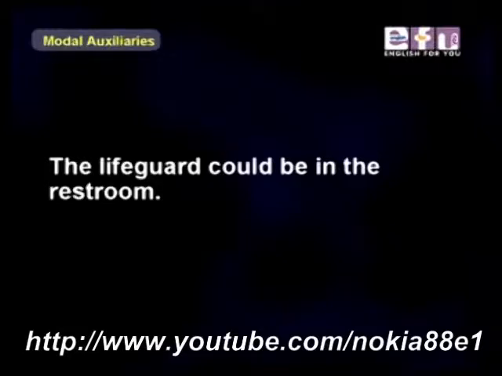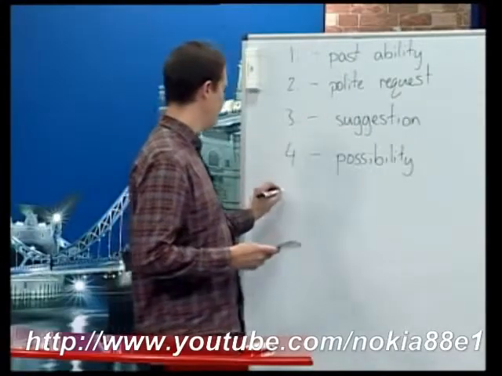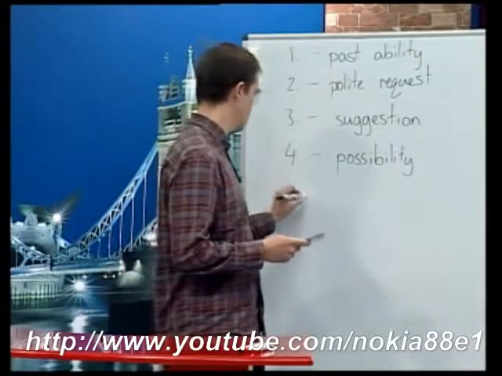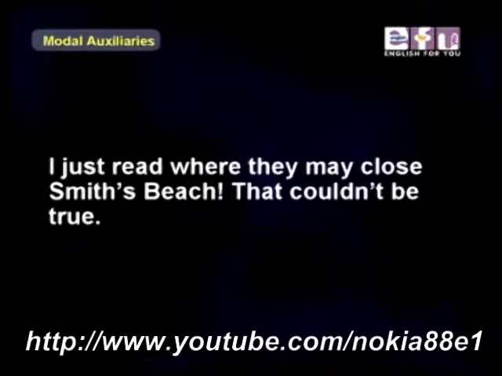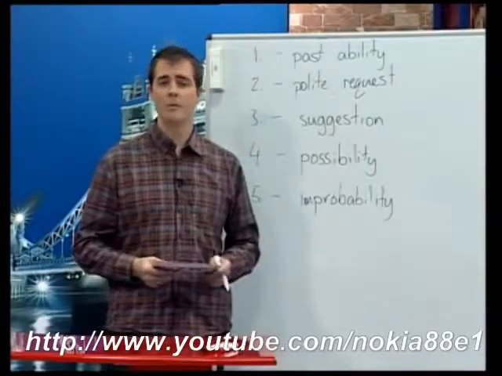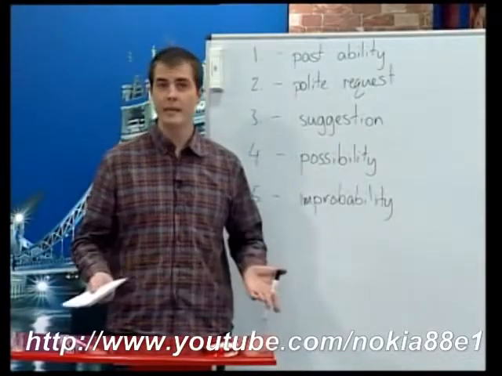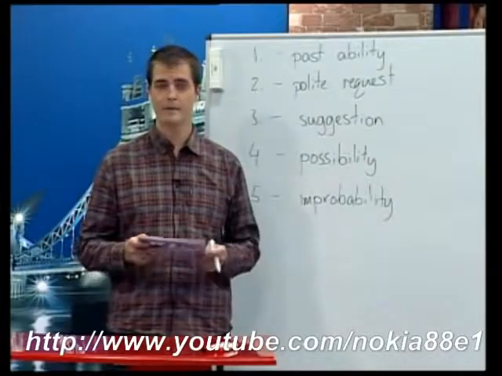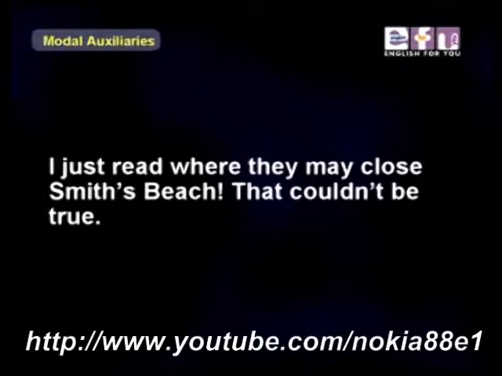So the lifeguard could be in the restroom. And in the fifth sentence, could is used for improbability. Okay. That means something probably isn't going to happen, or you don't believe that something can happen. So in the sentence it says, I just read that they may close Smith's Beach. That couldn't be true. It's like, I don't believe it.